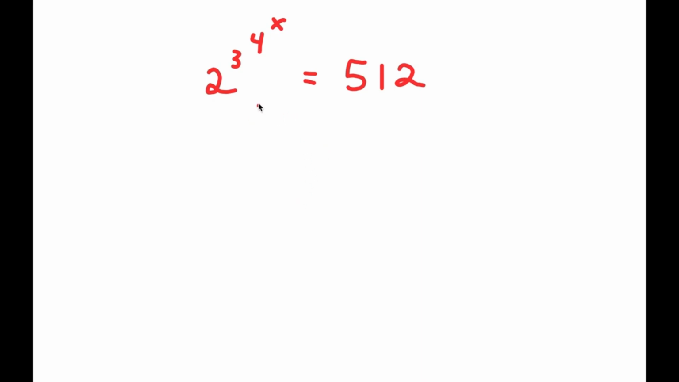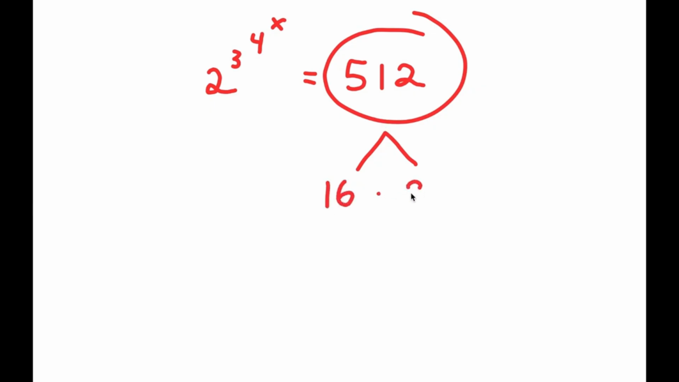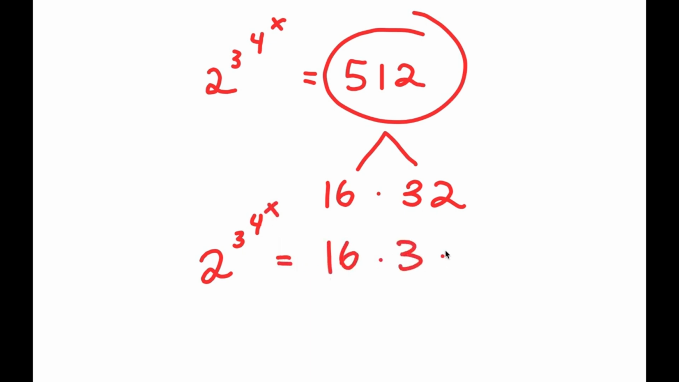Alright, so in this problem, I have 2 to the power of 3 to the power of 4 to the power of x is equal to 512. So to solve this, I'm going to first start by rewriting 512. So 512, this is the same thing as 16 times 32. And now I can write this as 2 to the power of 3 to the power of 4 to the power of x is equal to 16 times 32.